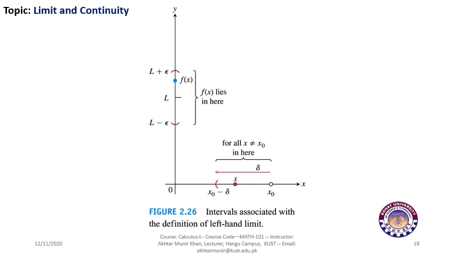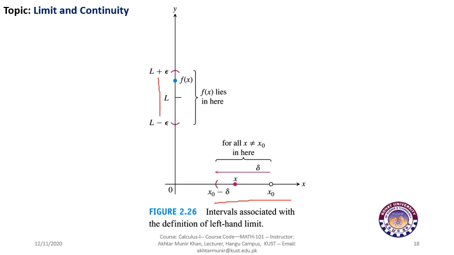Similarly, if we consider the left-hand limit, then corresponding to each epsilon, we can find a delta so that whenever x lies in the interval from x naught minus delta to x naught, where x is arbitrary and x naught is fixed, all these x's lie to the left of x naught and to the right of x naught minus delta. Then the function's values will lie within this range, and we say that the left-hand limit at this point is equal to L.